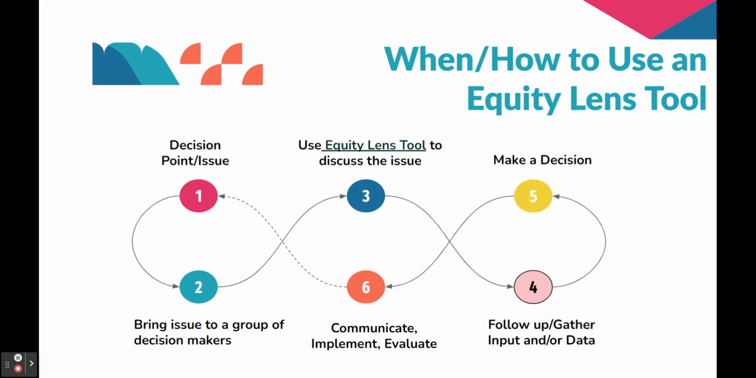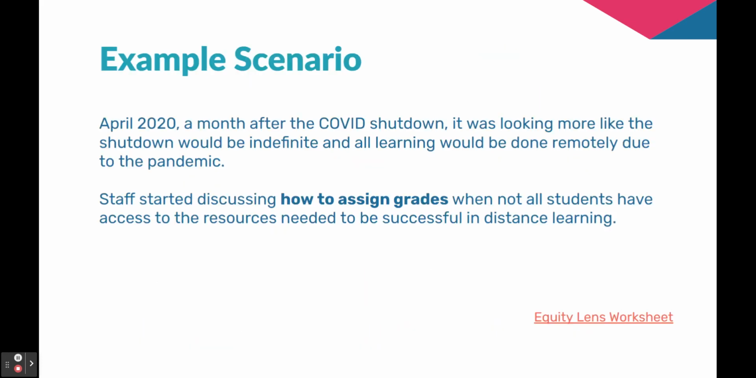Now let's look at the tool through a sample scenario that happened a few years ago. About 1 month after the COVID shutdown, remote learning for the rest of the year became a reality. Teachers were getting ready to submit the second progress report for the spring semester when staff members began to talk and think about how grades would be assigned, taking into account that some students did not have access to the resources needed to be successful in remote learning. It was suggested that we develop a hybrid grading system where students could earn an A, B, C, pass, or no mark.